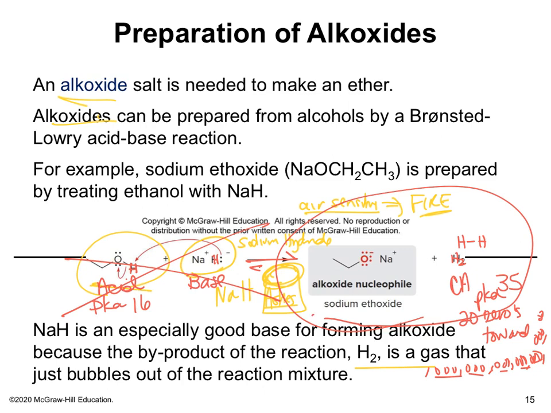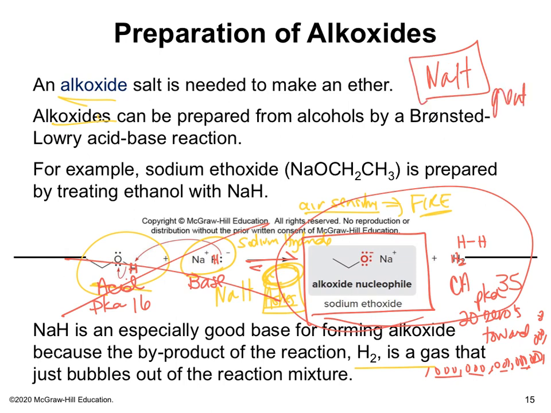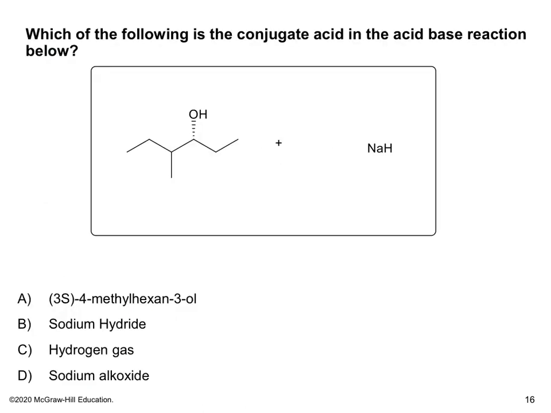Now you've made a sodium ethoxide. Sodium hydride is a great base to make alkoxide. So anytime you're trying to deprotonate a hydrogen from an alcohol, it's a great choice, and the reason why is because it generates this hydrogen gas, which bubbles out of the reaction, so it's clean. You're not generating any byproducts.